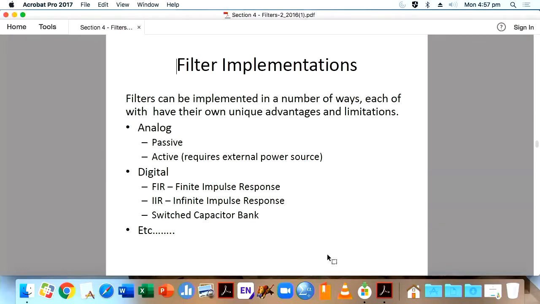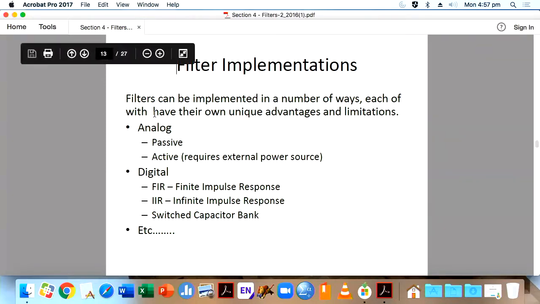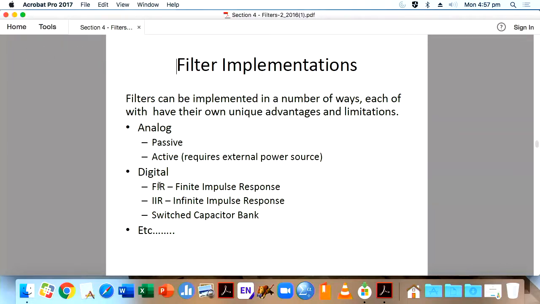Filter implementations. Filters can be implemented in a number of ways, each of which has its own unique advantages and limitations. So passive, active, because active means it requires power sources. Digital: FIR, finite impulse response, infinite impulse response, switched capacitor bank, which you don't have to study. Analog, which we already studied, passive and active.